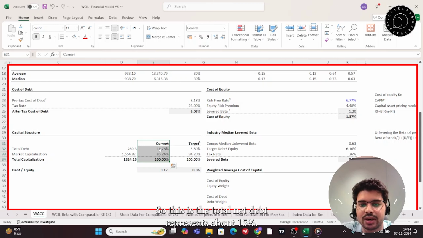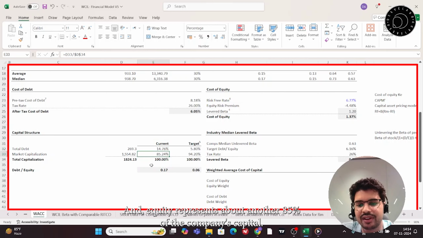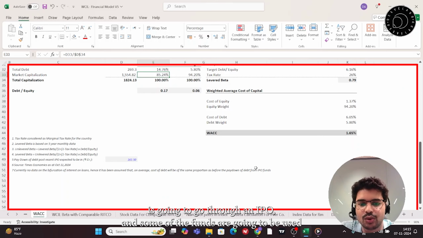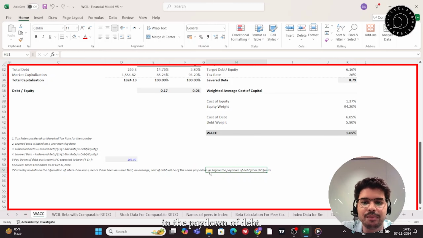So this is the total debt. Debt represents about 15% and equity represents about another 85% of the company's capital. But we know from our readings of the financials that this company is going to go through an IPO, and some of the funds are going to be used in the pay down of debt.